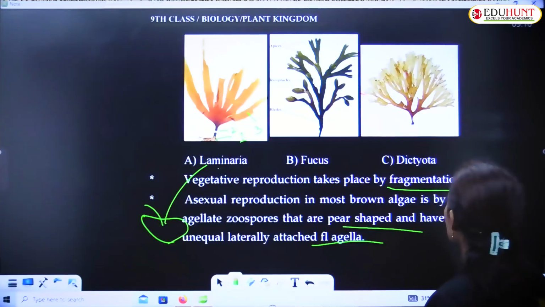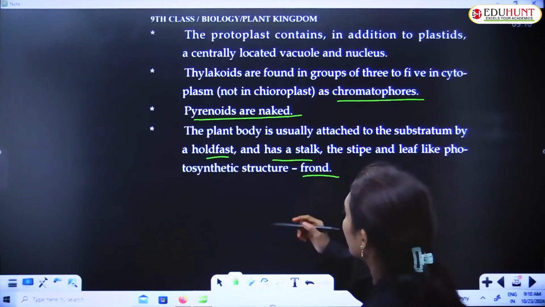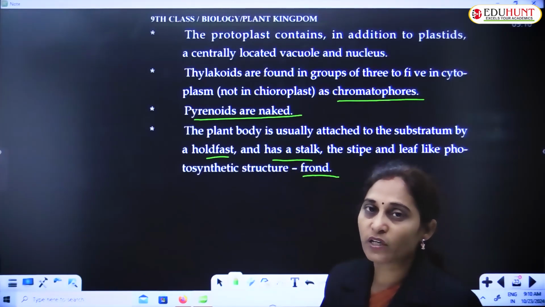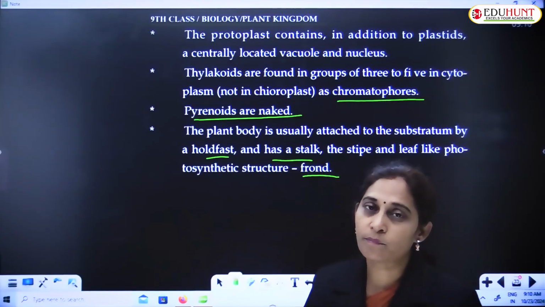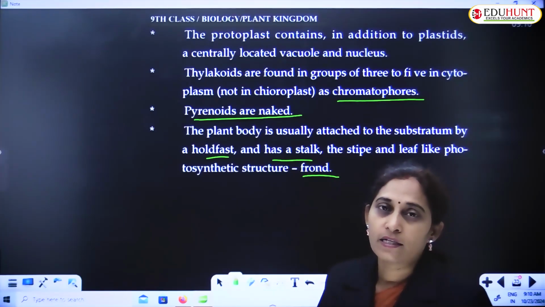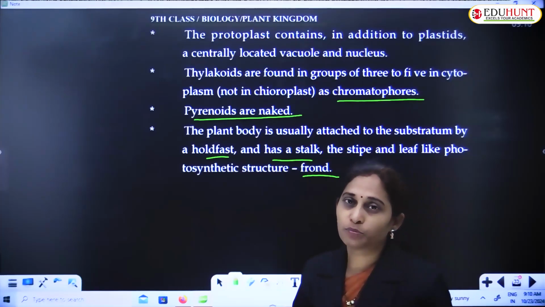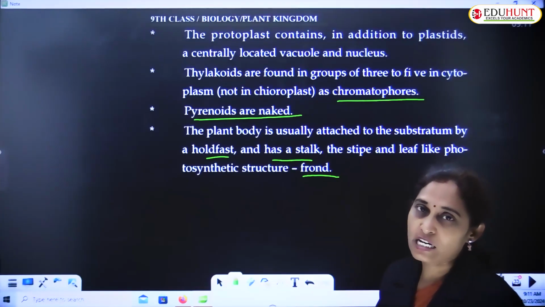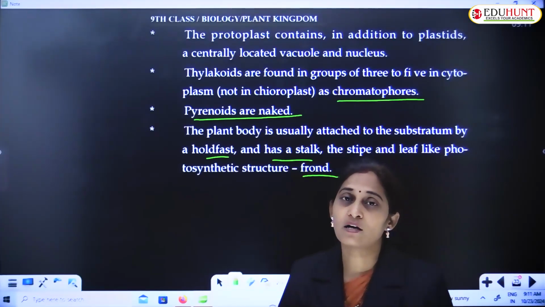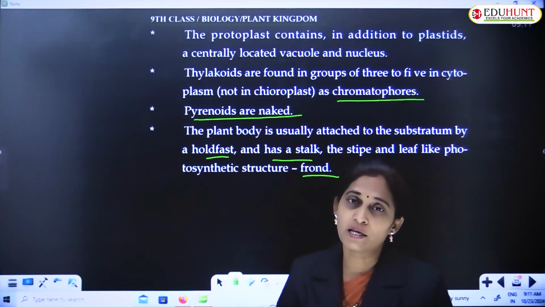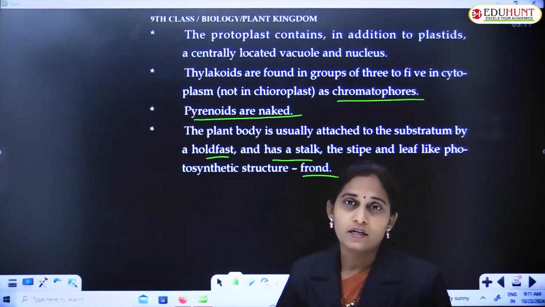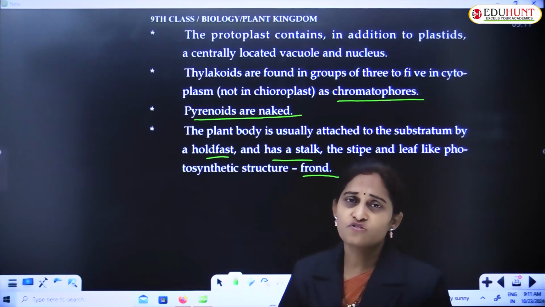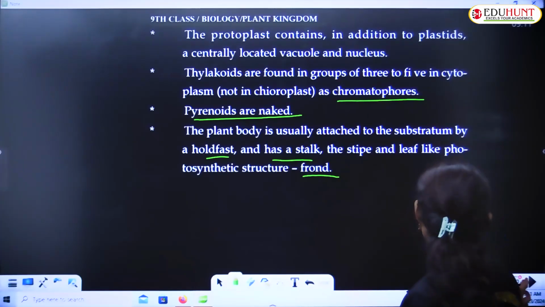And coming to the examples, each plant has three main parts in its body. Holdfast, that is the bottom part of the plant, which helps in attachment of the plant body to the substratum. And the second part is the stipe, which is a stalk-like structure, and the third part is called the blade or the frond. It is a somewhat flattened structure helpful in photosynthesis.